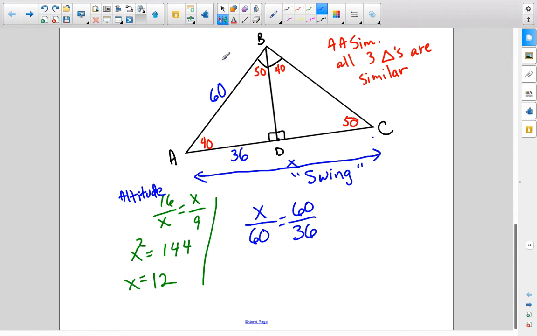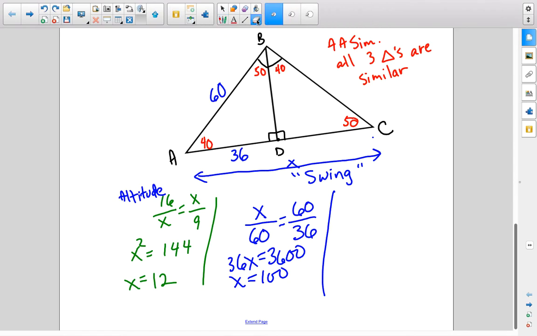So hypotenuse, leg, hypotenuse, leg. We cross multiply, and 36x equals 3600, 60 times 60. So x would equal 100. This whole length is 100. Okay, we have another type of swing problem, and that's when we're going to the right. These are the non-altitude type problems. These don't involve the altitude. They involve the numbers on the outside, but not BD.